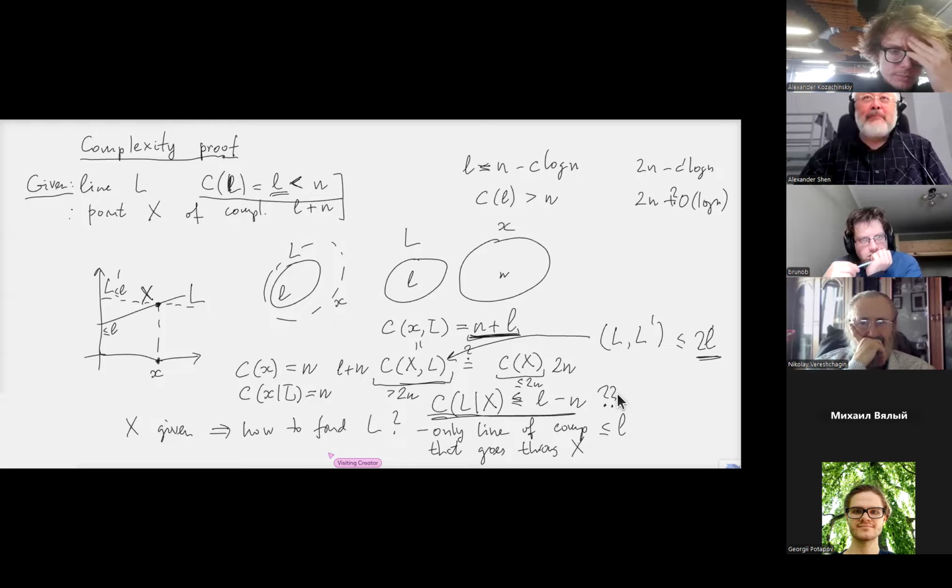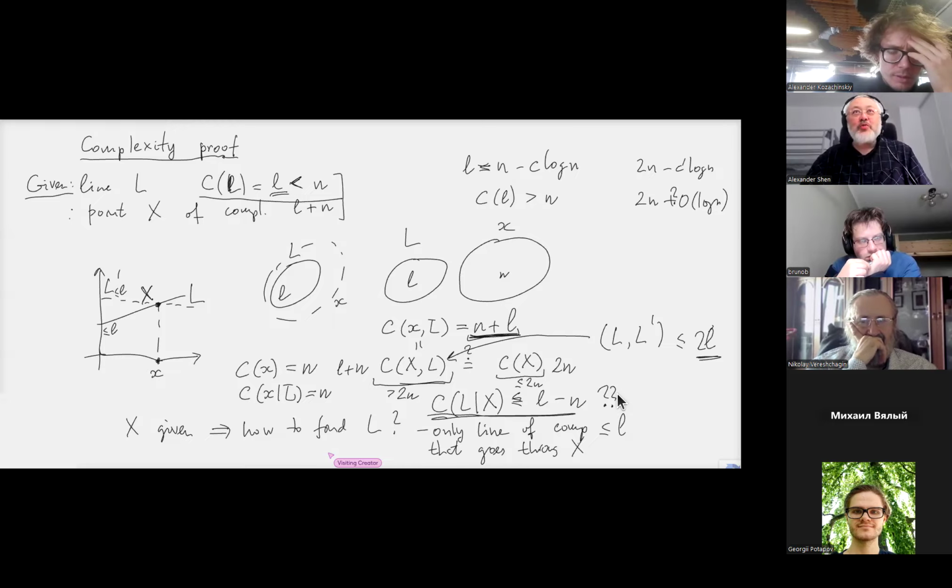But there is a completely stupid argument which strangely works. And this argument goes like that. We don't need to do anything. We know that for a line of complexity n minus some c log n, we always have a point of complexity 2n.